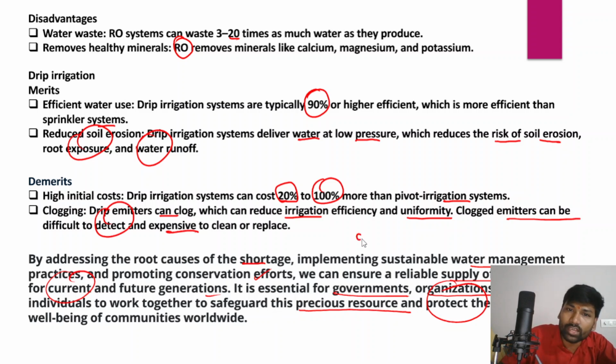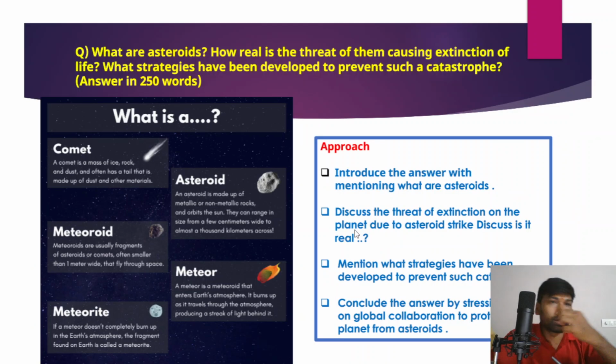And if you want, you can also mention the sustainable development goals in the conclusion as well, right? So this is about the water scarcity, particularly the freshwater resources.